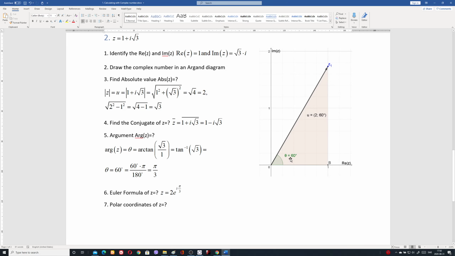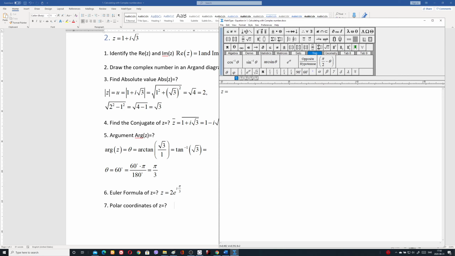Okay? So now, if you would like to show this Euler formula in polar coordinates, you must do it like this. z is equal to, first we have the modulus, which is 2 multiplied by cosine of pi divided by 3 plus i sine of pi divided by 3.